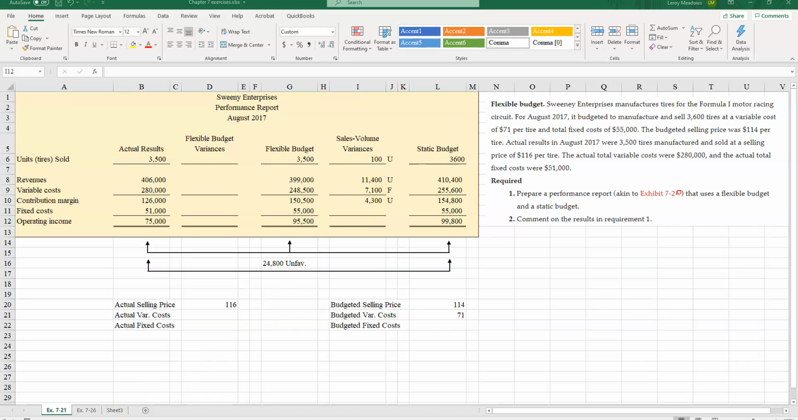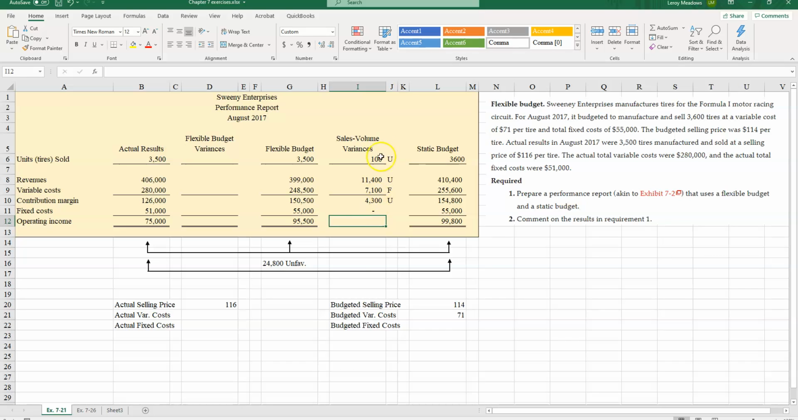Now let's take a look at our fixed costs. Because we're paying for capacity, and within that relevant range, total fixed costs should not change. This goes back to our understanding of cost behavior. Fixed costs in total do not change, and since that's what we're focused on, there should never be a sales volume variance for fixed costs.